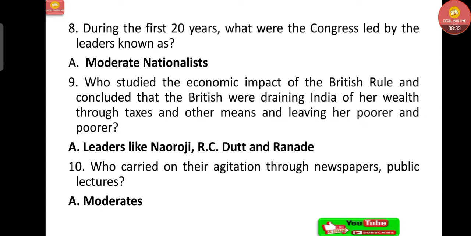During the first 20 years, what were the Congress leaders known as? They were moderate nationalists, who studied the economic impact of British rule and concluded that the British were draining India of her wealth through taxes and other means, leaving her poorer and poorer. They were leaders like Naoroji, R.C. Dutt and Ranade, who carried on their agitation through newspapers and public lectures.